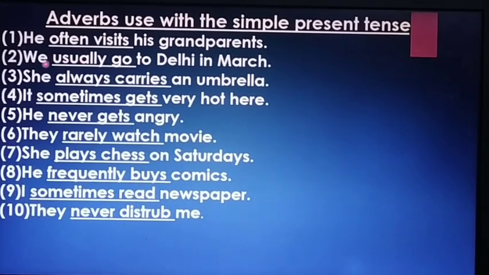Often visits. We usually go to Delhi in March. She always carries an umbrella. It sometimes gets very hot here. He never gets angry. They rarely watch movies. She plays chess on Saturdays. He frequently buys comics. I sometimes read newspapers. They never disturb me. So these are the time words or adverbs used in simple present tense.